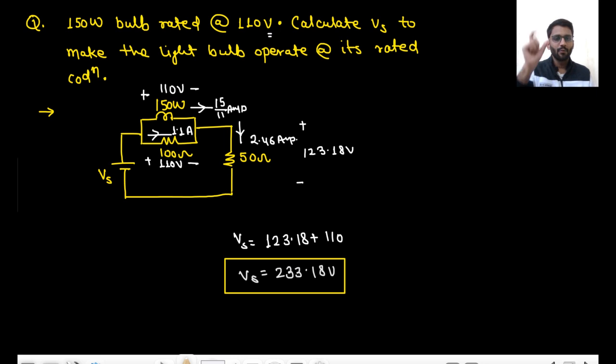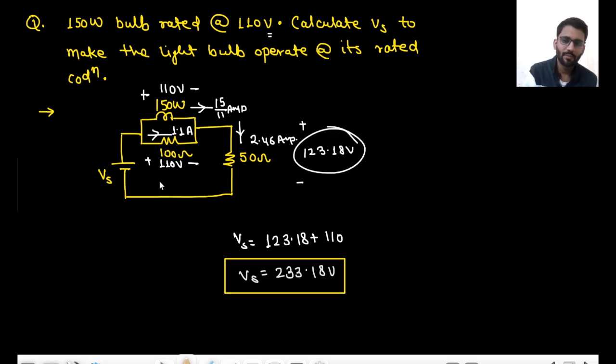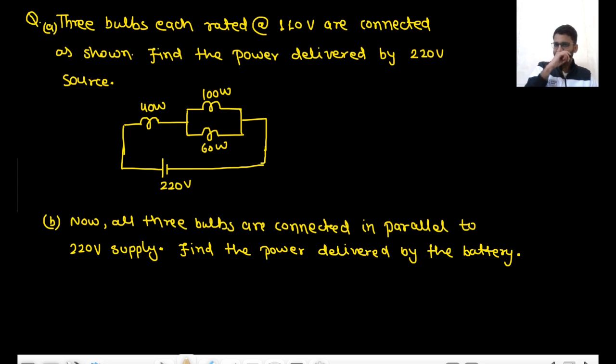Did you understand? The bulb was working at its rated condition. Rated condition was 1110 volt. That means the same voltage is coming here. I know this current, and I know the voltage drop here. This voltage drop plus this voltage drop is equal to Vs. That's it. Okay, let's move on to the next problem.